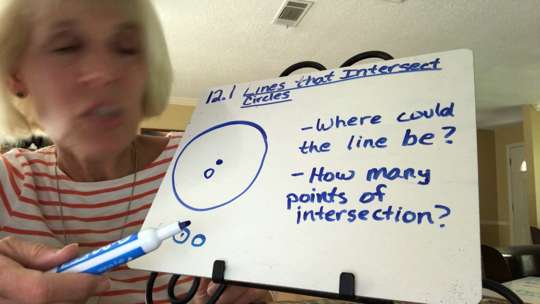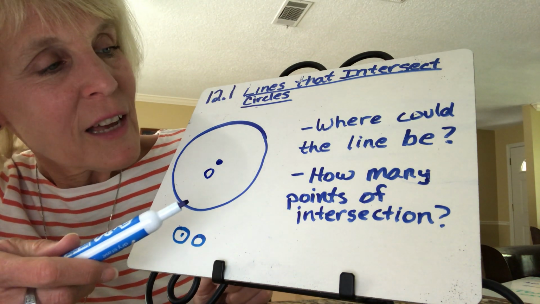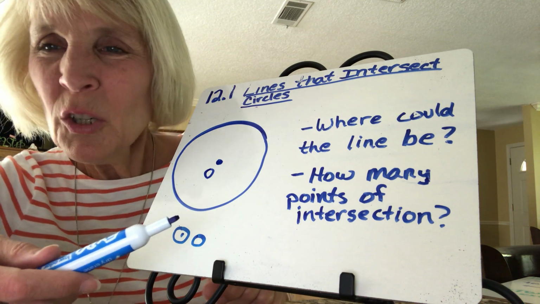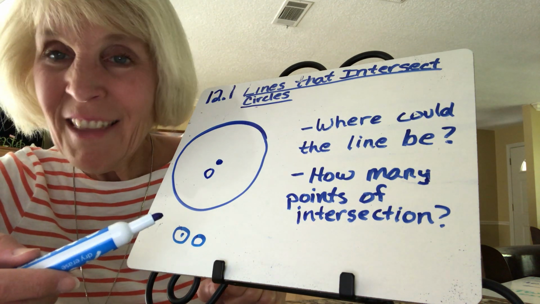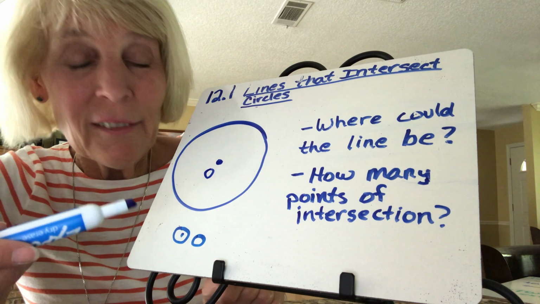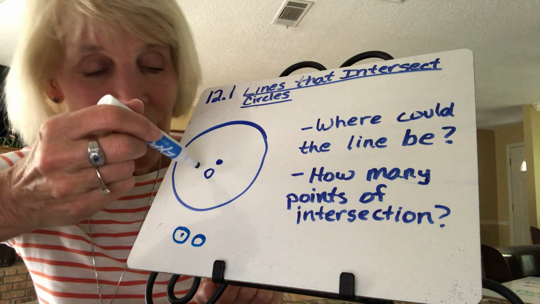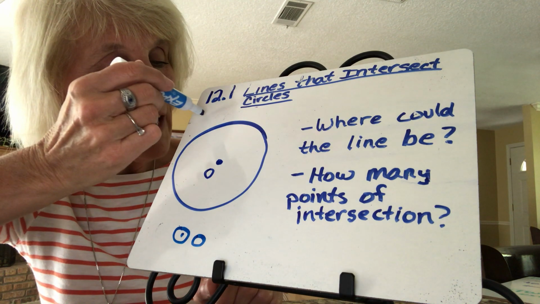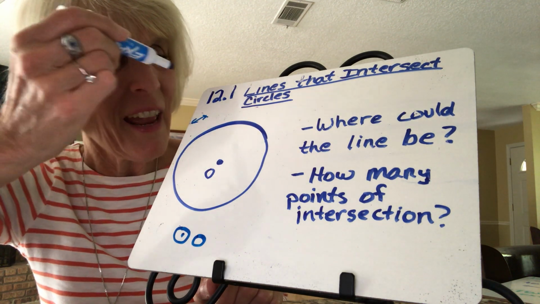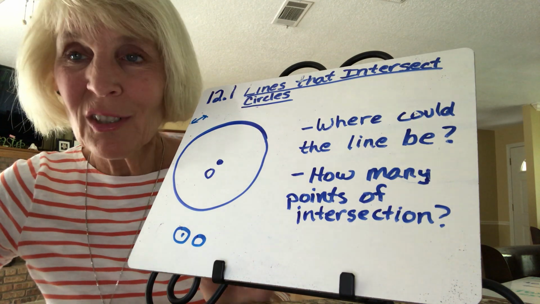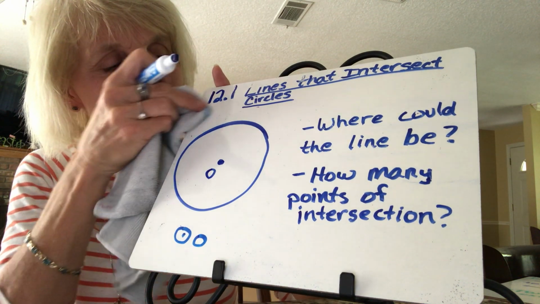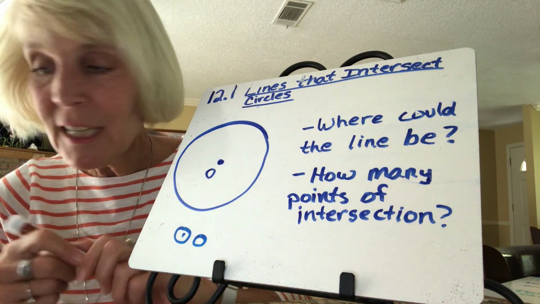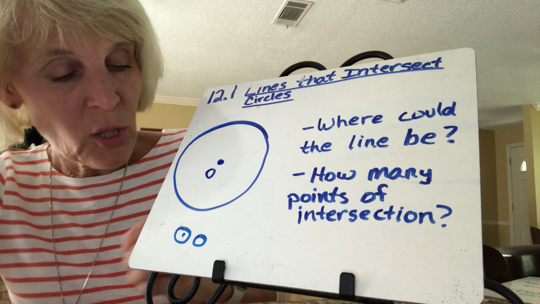Okay, so I have a couple of questions for you there. Where could the line be, and how many points of intersection could you have? So could I have a line that didn't intersect the circle at all? Well, obviously I could do that. I could come right in here, or even right through the center. It wouldn't intersect the circle, or I could have it out here. But since we're looking at lines that intersect the circle, we're going to erase that and say, well, that's not any fun. So instead, let's take a look at a line that would intersect the circle.